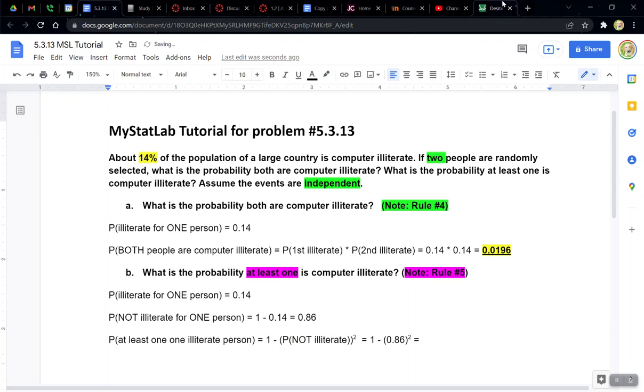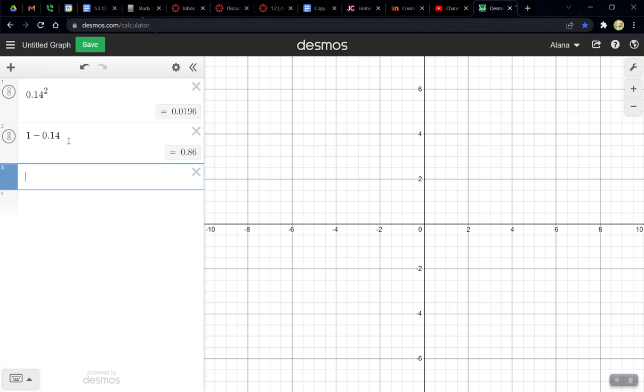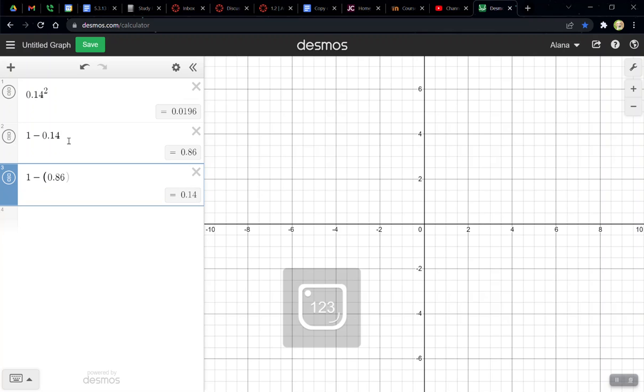And you honestly just go grab Desmos and type it like that. So 1 minus parentheses 0.86, I pressed that wrong, 0.86, there we go, to the 2 power. And there's our answer, 0.2604.